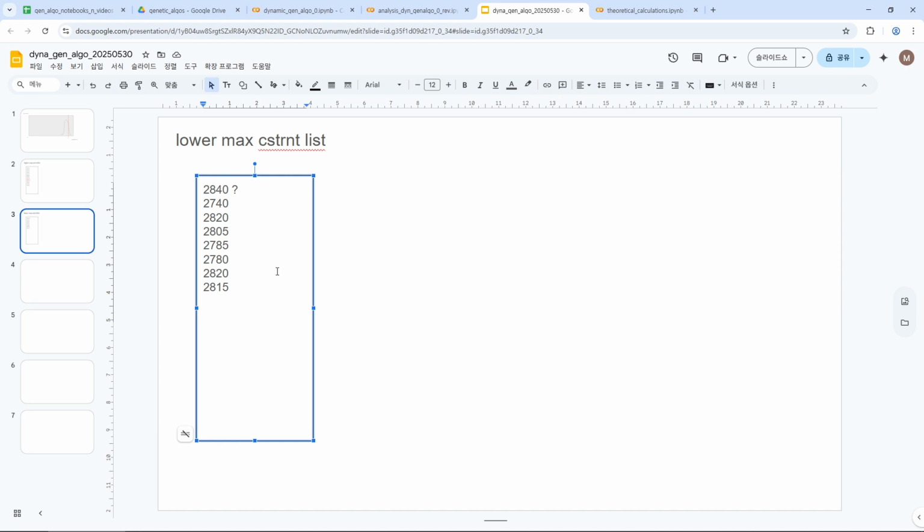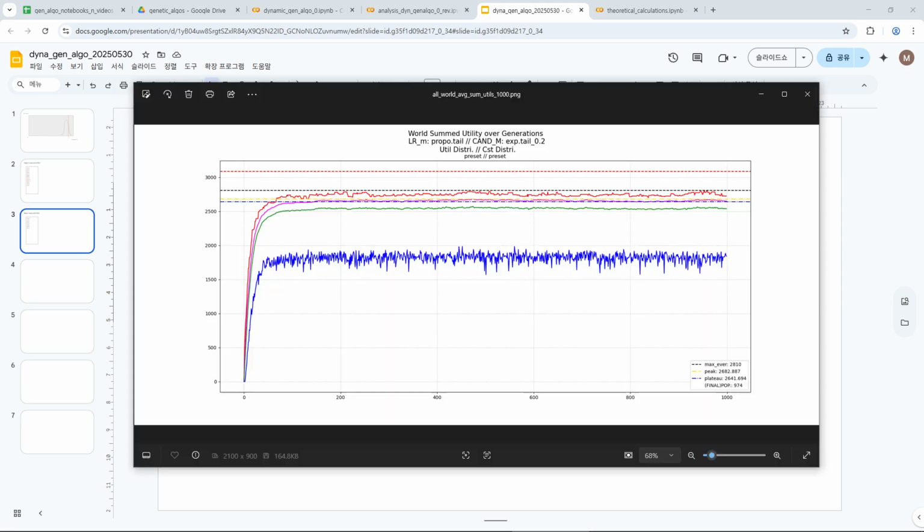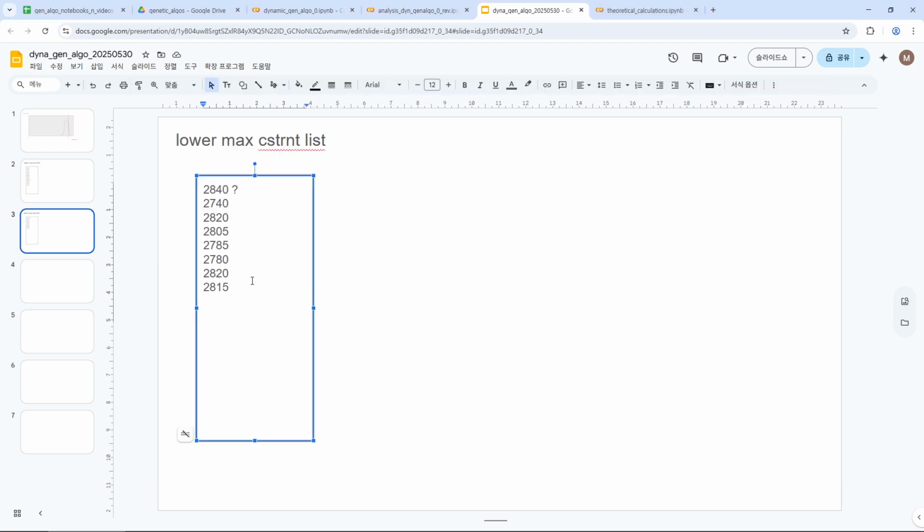And in this next one, everything is back to default, as in the candidate percentage is back to 0.2, and the population is back to 1000, and the number of generations is 1000, but we only get one era. And in this case, the maximum ever was 2810. So that's 2810.